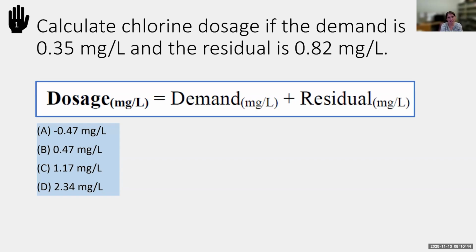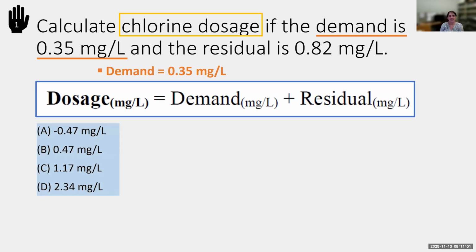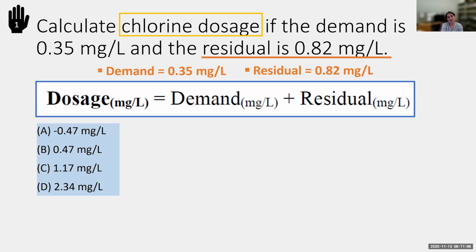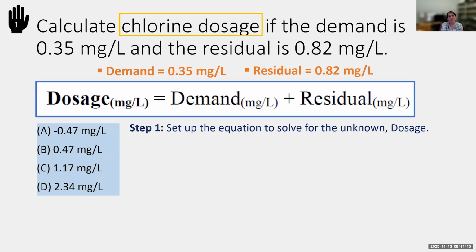All right, to get started, we want to figure out what we are trying to solve for, what we're trying to calculate. In this case, it's going to be chlorine dosage. Now let's look and see what our knowns are, what information we're given. The first thing we're told is that the demand is 0.35 milligrams per liter, and the residual is 0.82 milligrams per liter. So the first thing we're going to do is set up the equation to solve for our unknown, which in this case is dosage.